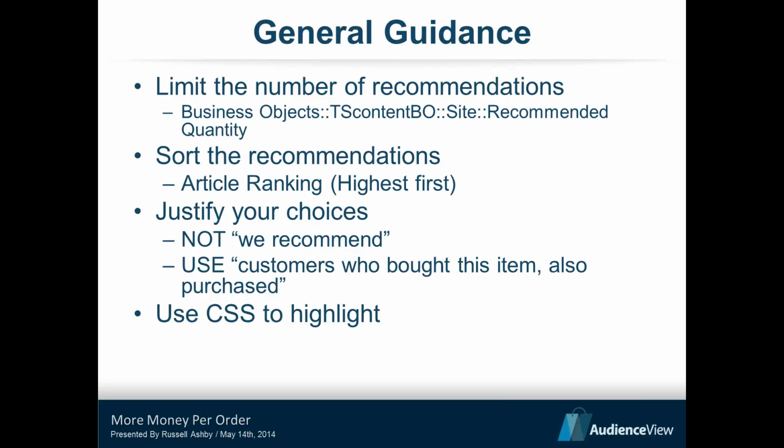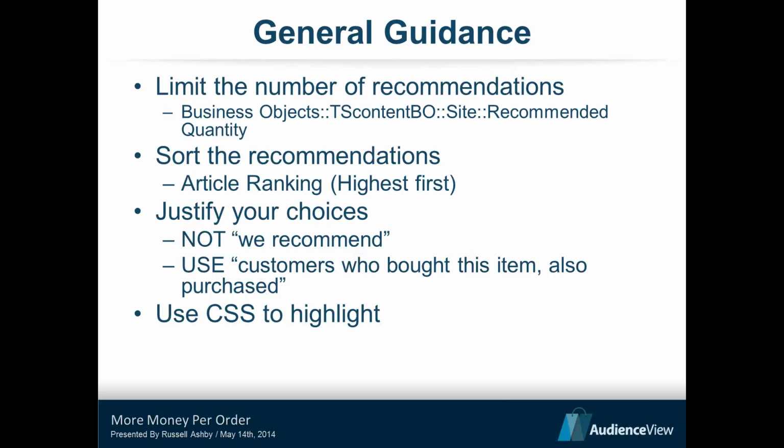So limit the number of recommendations that's done through the registry, through business objects, TS Content BO, site recommended quantity. I would suggest you don't really want anything more than like 4 or 5 recommendations appearing on the shopping cart. You can sort the recommendations, so they will sort based on the article rank, the highest first. So if you've got 150, we'll put the article that's 100 first.